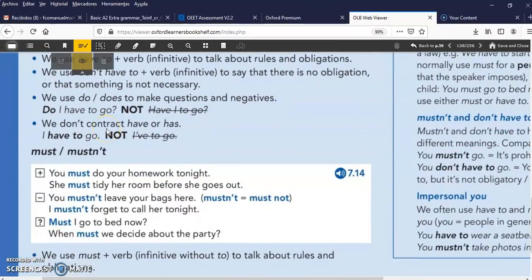Y dirás, ¿y must? Must means obligation. El must también significa obligación. Lo que pasa que utiliza la estructura de verbo modal total. Y veremos una pequeña diferencia, varias diferencias, ¿vale? Que esto lo veremos en el cuadro de la derecha. You must do your homework tonight. Debes hacer los deberes, tienes que hacerlos. Yo soy tu padre y te digo que hagas los deberes. ¿Vale? Bueno, para las preguntas. Las preguntas con must son más raras, pero también. Must I go to bed now? ¿Me tengo que ir a la cama?